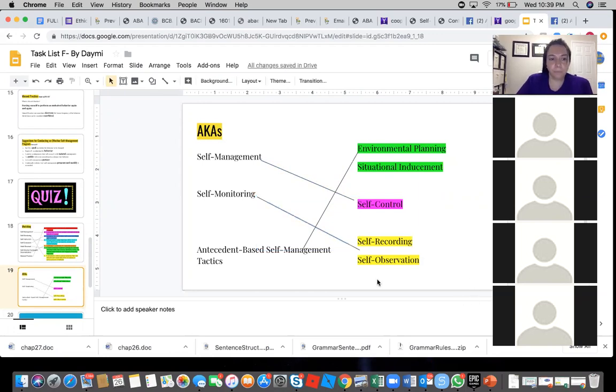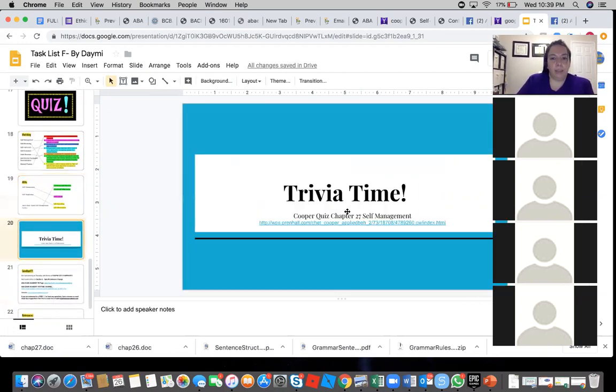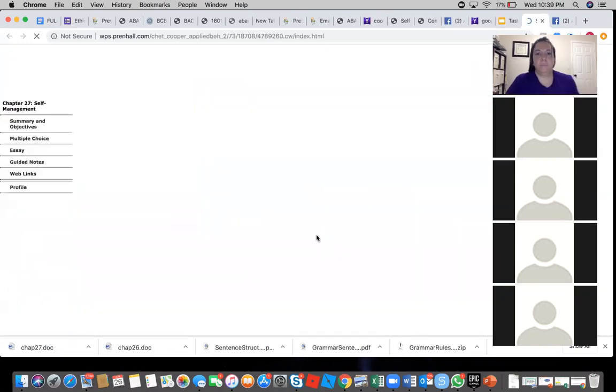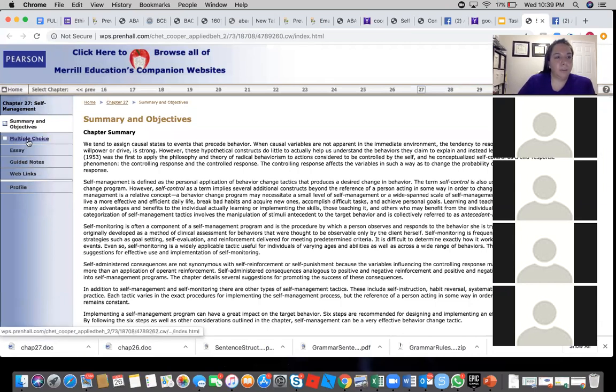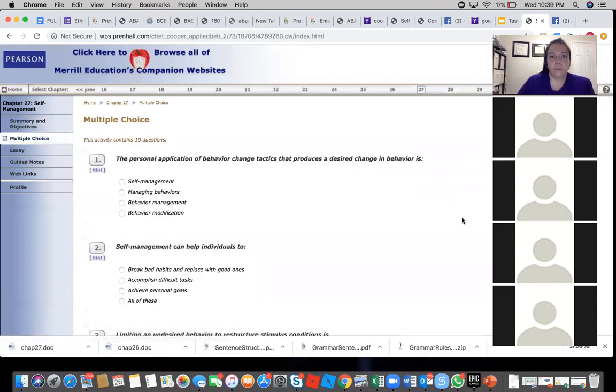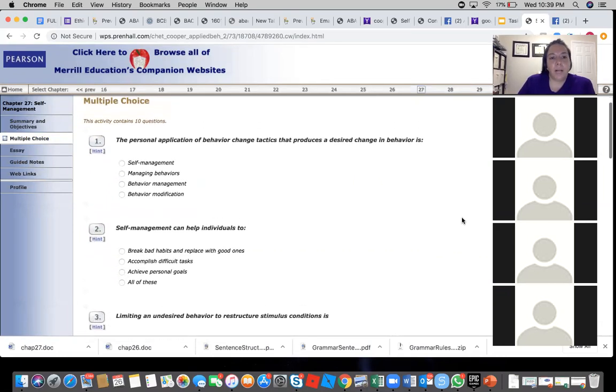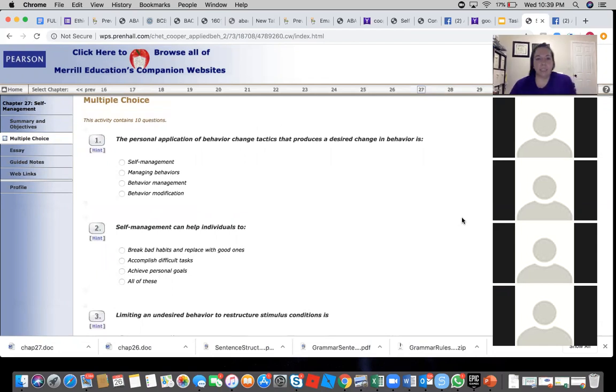Good job, guys. All right, so I have a Cooper quiz on self-management. You guys ready for a Cooper quiz? Let's try. The personal application of behavior change tactics that produce a desired change in behavior is: A, self-management, B, managing behavior, C, behavior management, or D, behavior modification. Self-management. Okay.